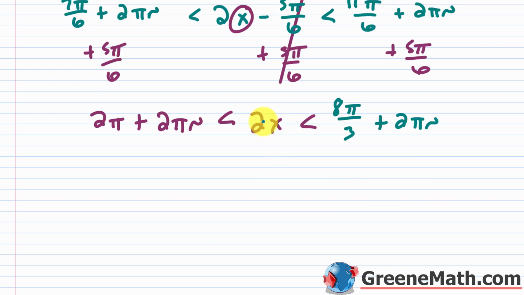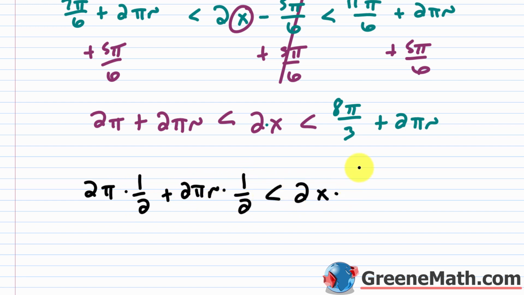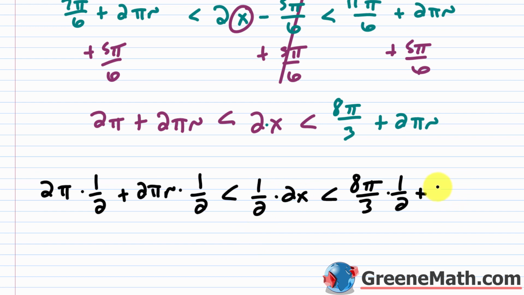All right, the next step, if you want x by itself, since you have 2 multiplying x, you could divide everything by 2, or you can multiply everything by a half, which I think is a little easier because you have a fraction involved. So we have 2 pi times 1/2 plus 2 pi n times 1/2, which is less than 1/2 times 2x, which is less than 8 pi over 3 times 1/2, plus 2 pi n times 1/2.